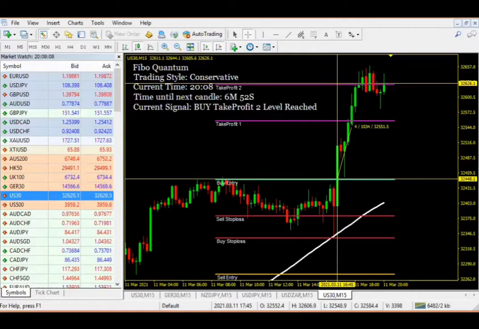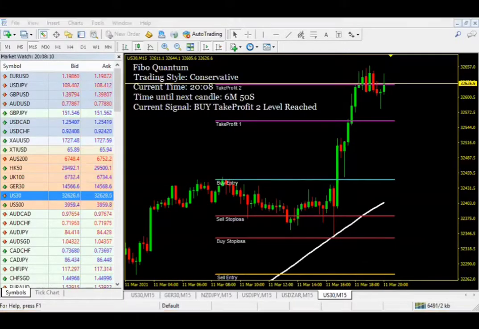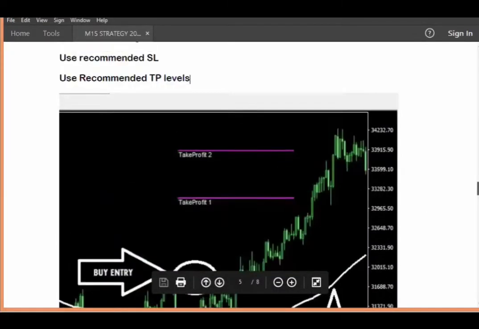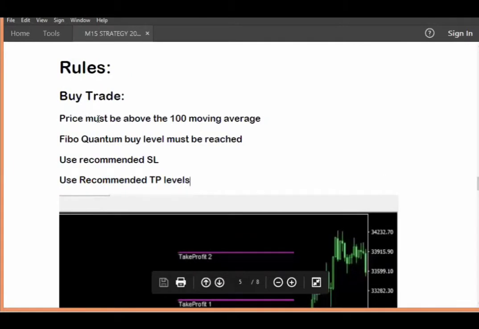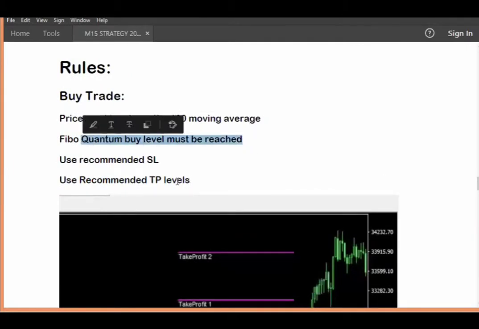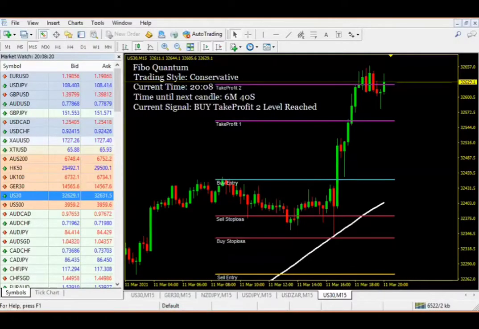So the price just went up crazy. The reason why we took that buy was because of these rules. Like I said, the price was above the 100, the buy level was reached, use the stop loss, use the take profit. Very simple. It's a very simple method to understand and apply, but you have to apply it at the correct times.